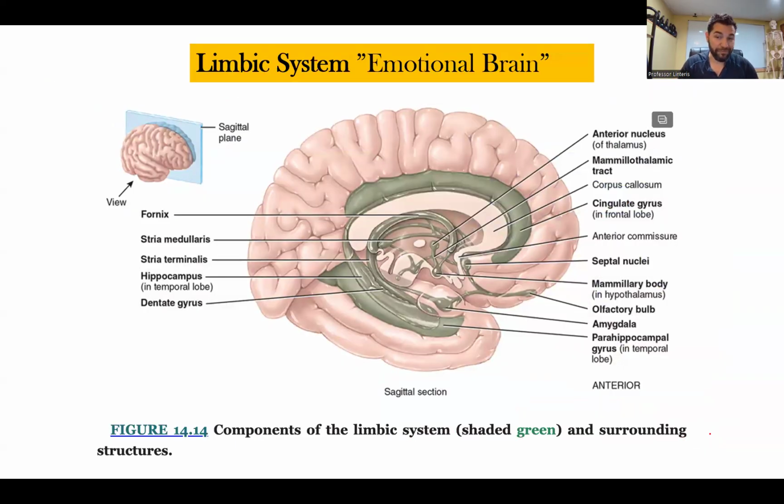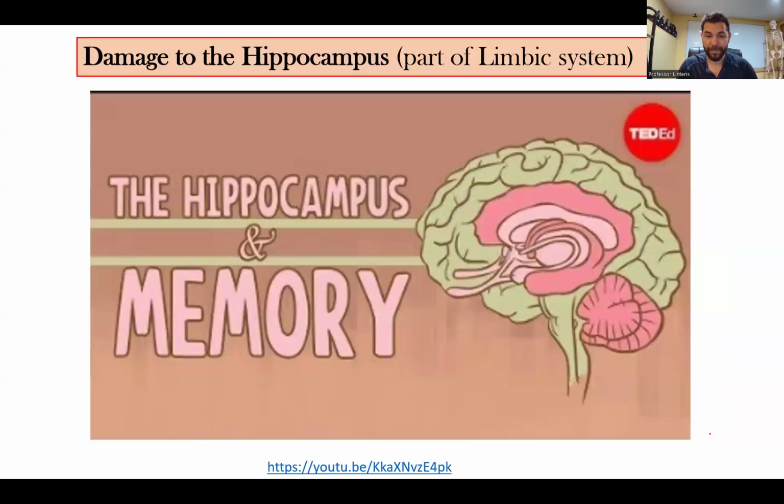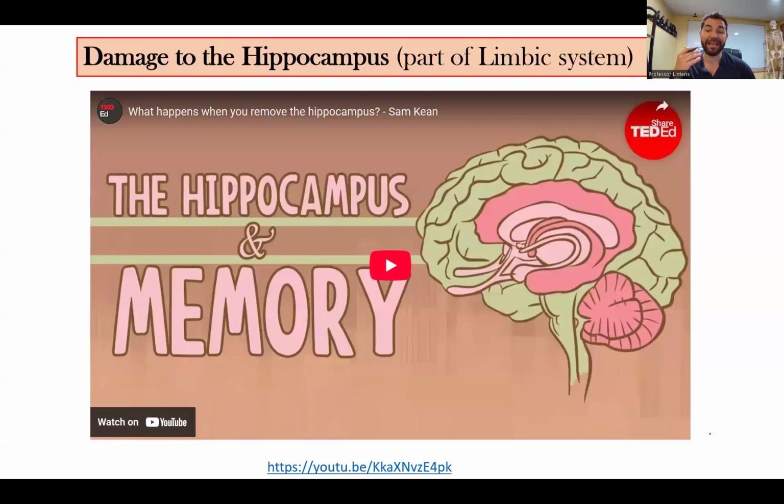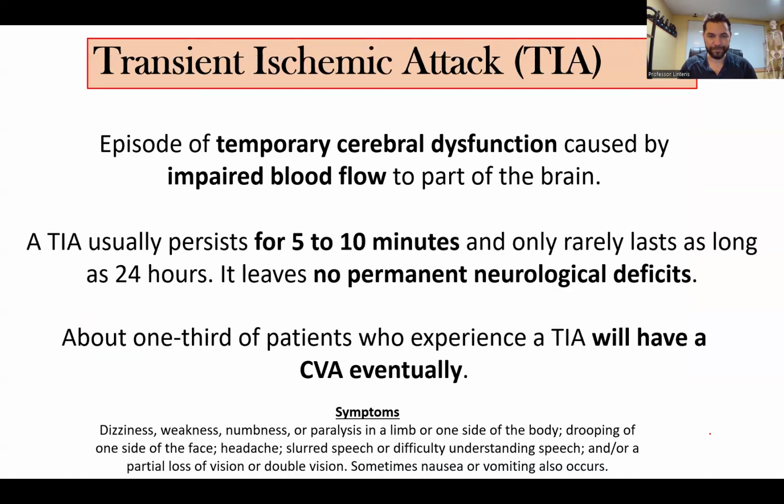There is a group of structures we refer to as the emotional brain, aka the limbic system. We can see some of these structures highlighted here. There is a video about the hippocampus and memory, right? It's interesting. Check it out. It's not that long, but it really shows you the role of some of these subcortical structures as far as daily function goes that we don't think about. We just do it. So it's a good one. So check that out.